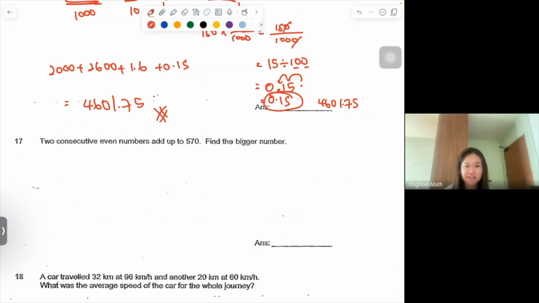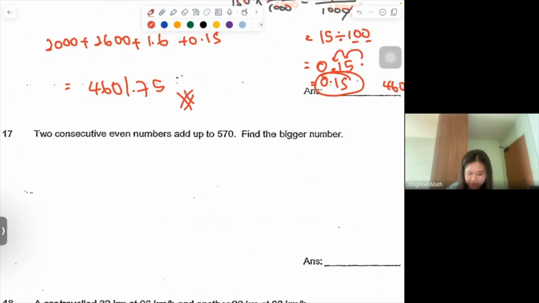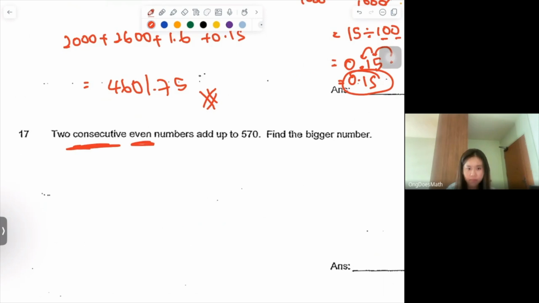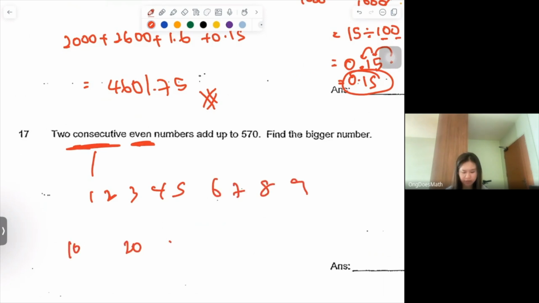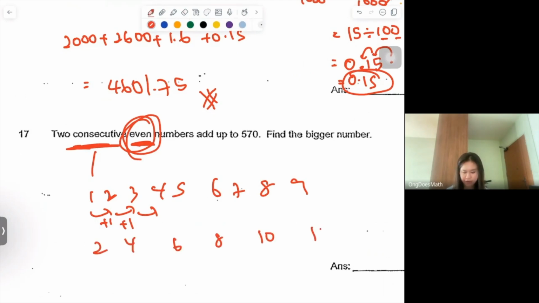Next, two consecutive even numbers add up to 570. Find the bigger number. So there are two criteria. One is consecutive, one is even. What are consecutive numbers? It means something like 1, 2, 3, 4, 5, 6, 7, 8, 9. This is not consecutive. Consecutive means the numbers increase by 1, like this. But now there's a second criteria, which is that the numbers are even. Which means instead of +1, you should +2 instead. So something like 2, 4, 6, 8, 10, 12. So everything is +2, right?